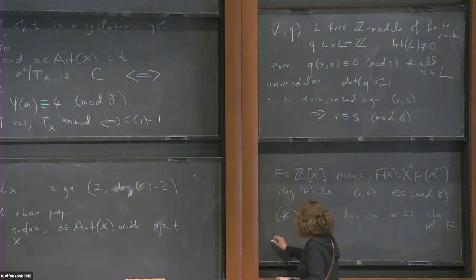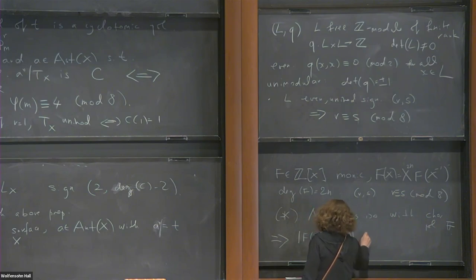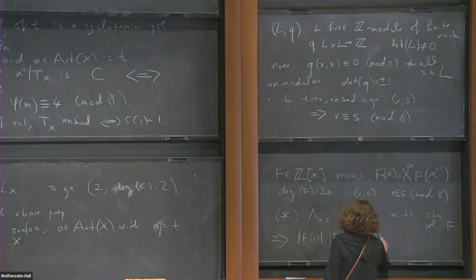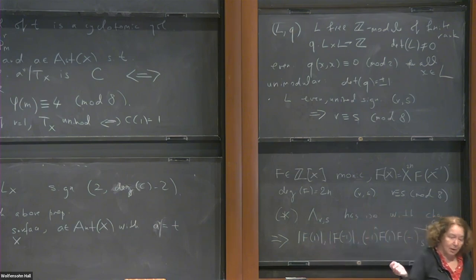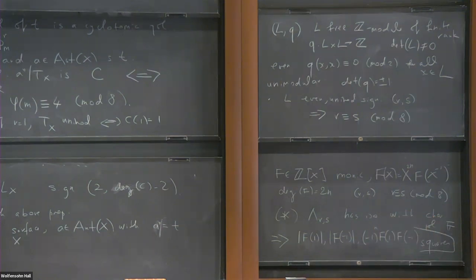So this star implies that the absolute value of f(1), f(-1), and also (-1)^n f(1) times f(-1) must be squares. So this is a necessary condition. Essentially, it was found by Gross and McMullen. Maybe you see here where the values at 1 and -1 appear already. So we have to have this condition.